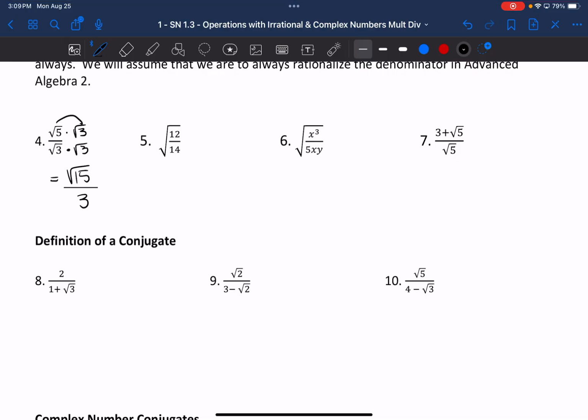So i is the square root of -1. i squared would be just -1. When you square it, the square root goes away.